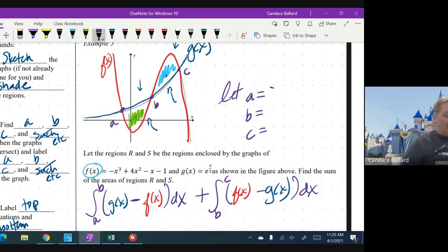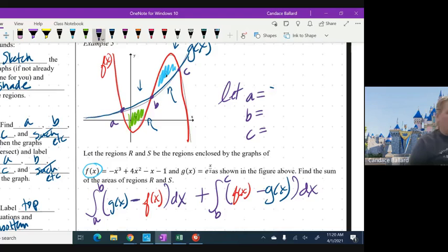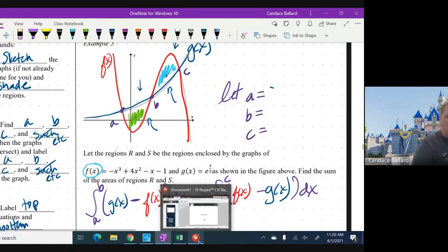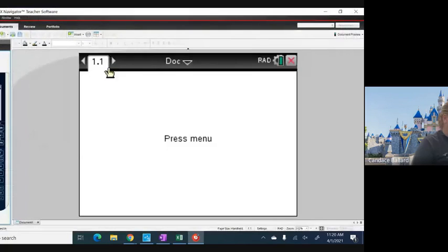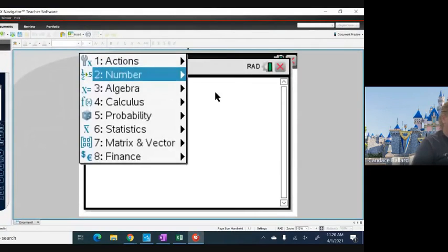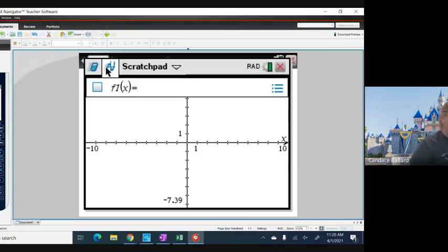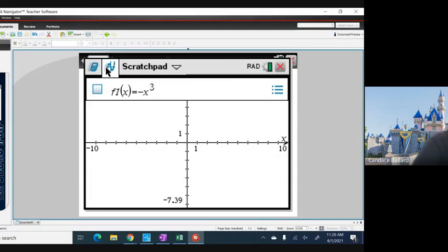All right. The next thing we're going to do is go ahead and put these into our calculator. So I'm going to go to my graphing calculator and I'm going to put these guys in. I'm going to go in the scratch pad and I go right for my graph, and I'm going to start typing these in. So it's negative x to the third plus 4x squared minus x minus 1.